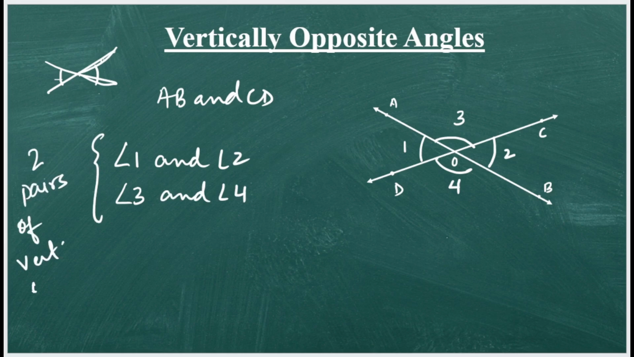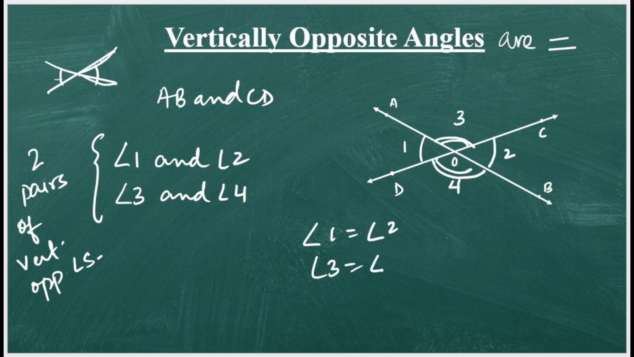All right. Now vertically opposite angles have a special property. Always remember, vertically opposite angles are always equal. So in this case, angle 1 is equal to angle 2 and angle 3 is equal to angle 4. So if someone says that angle 1 is 30 degrees, suppose, then what will be the measure of angle 2? It will automatically be 30 degrees because they are vertically opposite angles and so they are always equal.